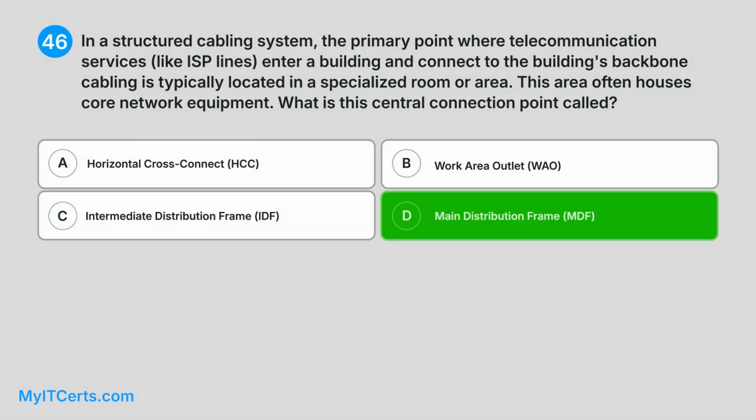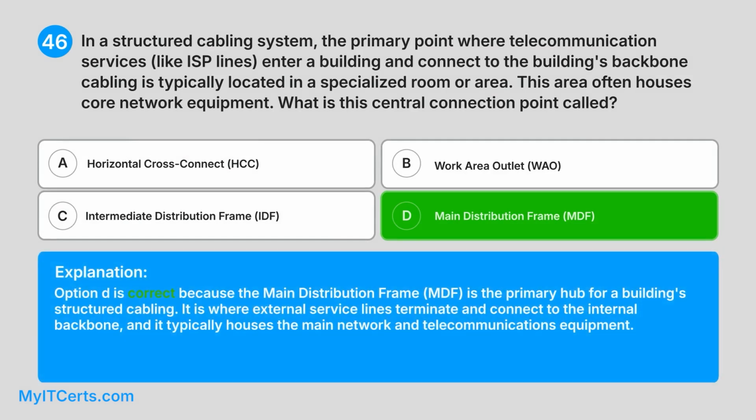Correct answer, D. Main distribution frame, MDF. Explanation. Option D is correct because the main distribution frame, MDF, is the primary hub for a building's structured cabling. It is where external service lines terminate and connect to the internal backbone, and it typically houses the main network and telecommunications equipment.